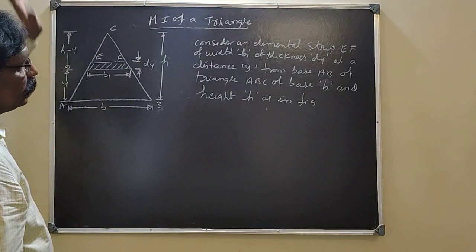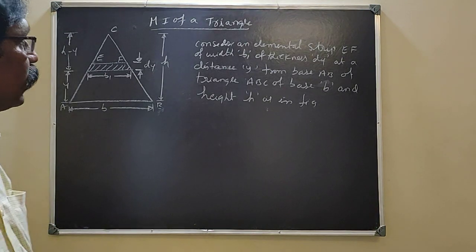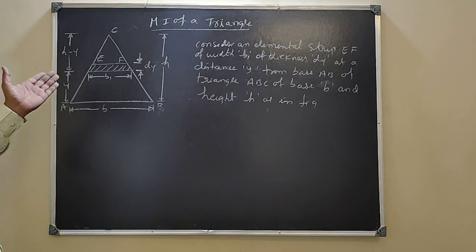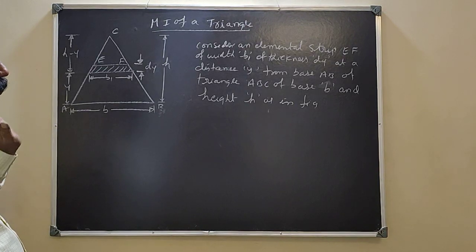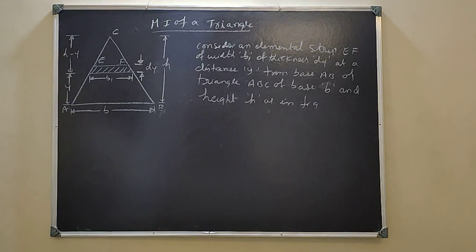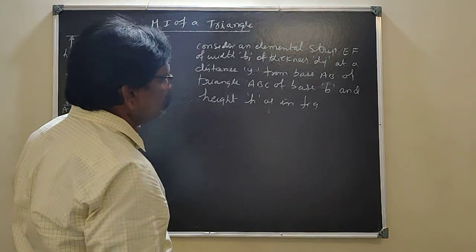In the previous class, we have seen that the moment of inertia of a rectangle we have derived, and then the combination of the rectangles together we have solved some of the problems for I section as well as the T section. Now let us go for another regular figure, that is triangle. That means moment of inertia of a triangle.